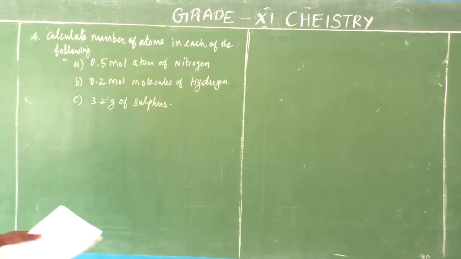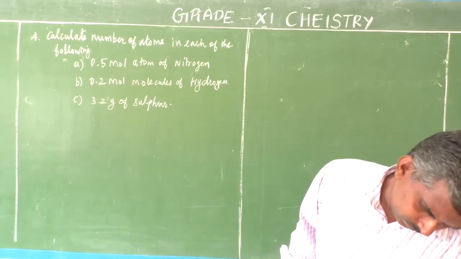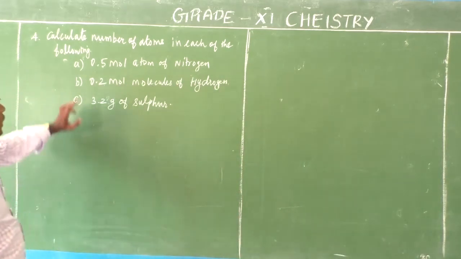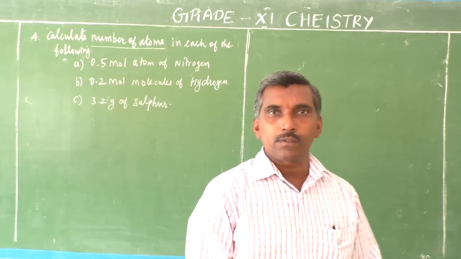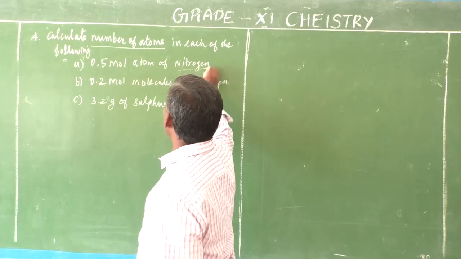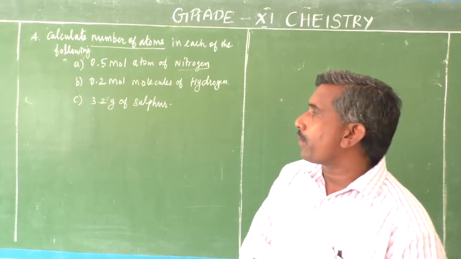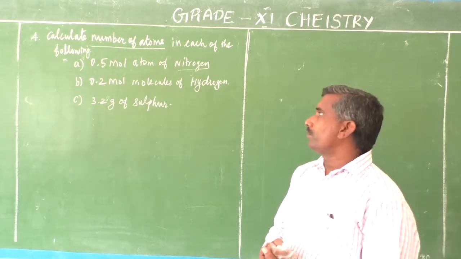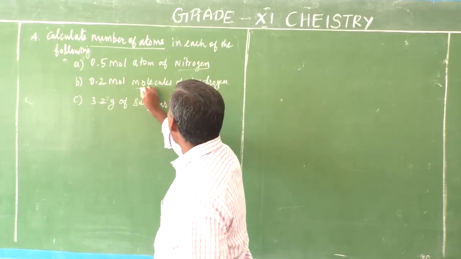Here, what is A? You find the number of atoms. No problem. That is 0.5 mole of nitrogen atom. So here a mole is given. You find the number of atoms. 0.5 moles of atoms is given. You find the atoms. Next, 0.2 mole of molecule of hydrogen.